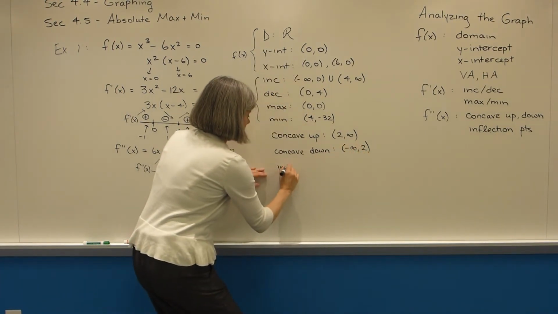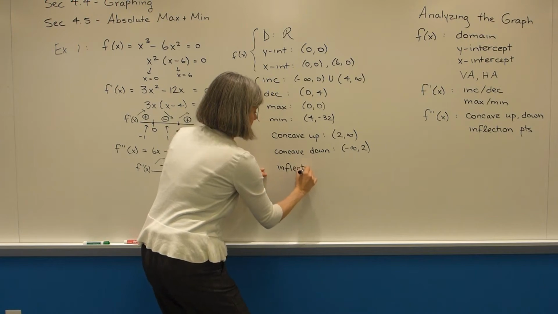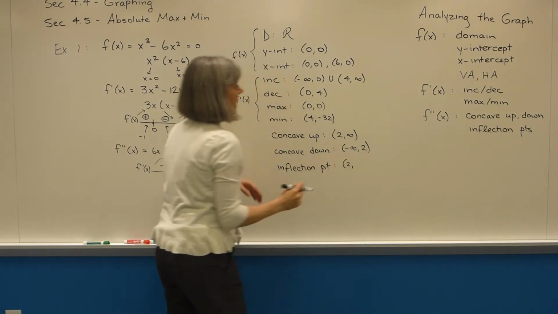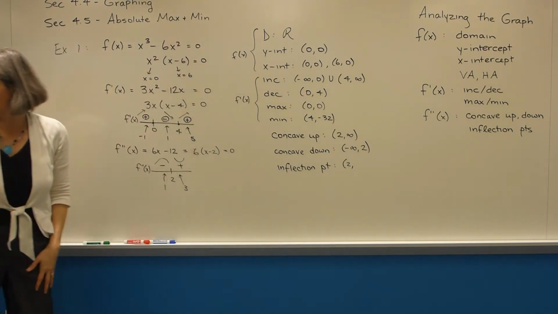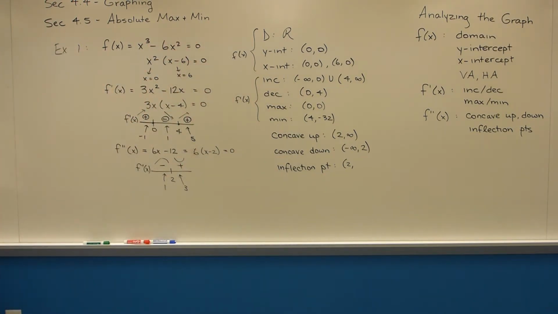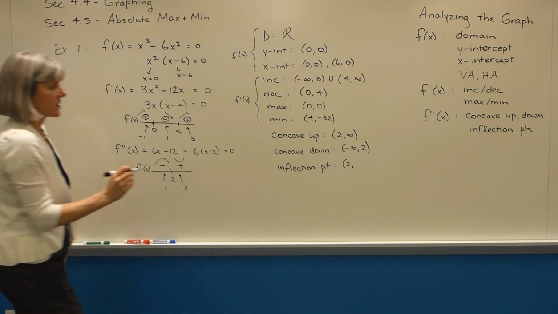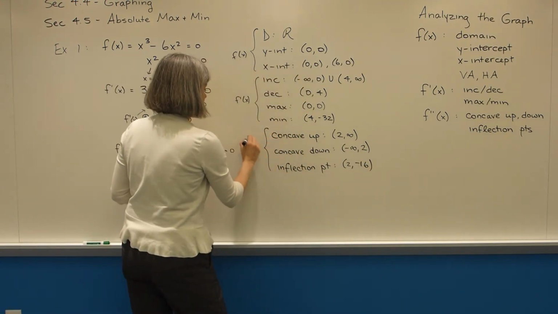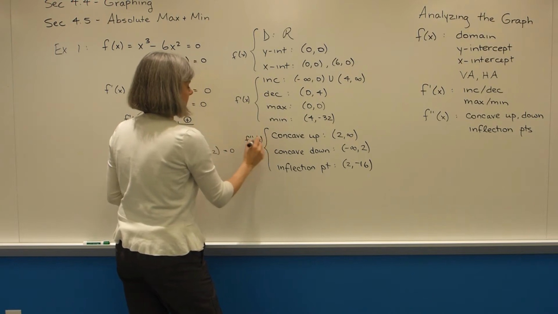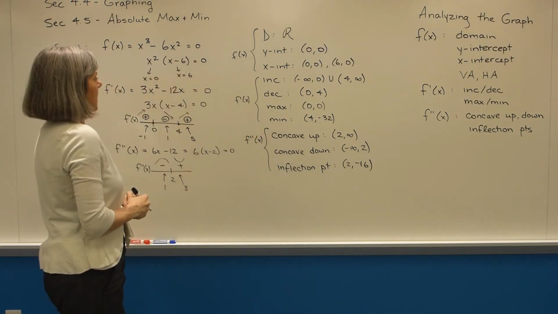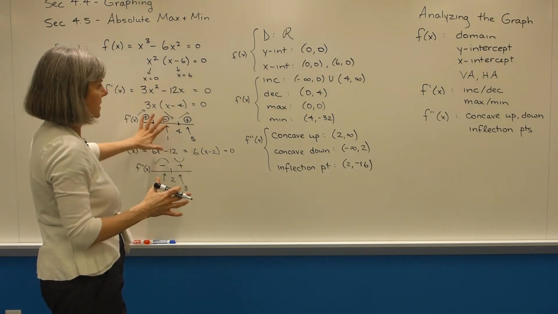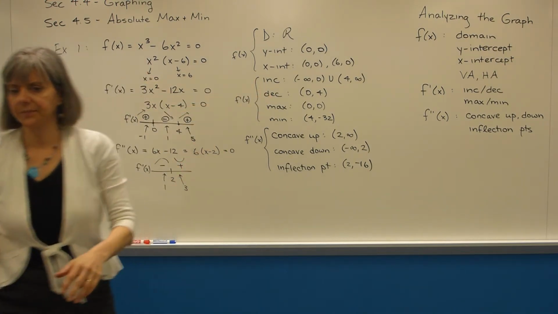An inflection point at x equals 2. Again, we need to come back up in here to plug in to get our y value, which is negative 16. So this is all of our information from the second derivative. Okay, so we are ready to put together the graph. I think I'm going to erase this so I can leave that and that.